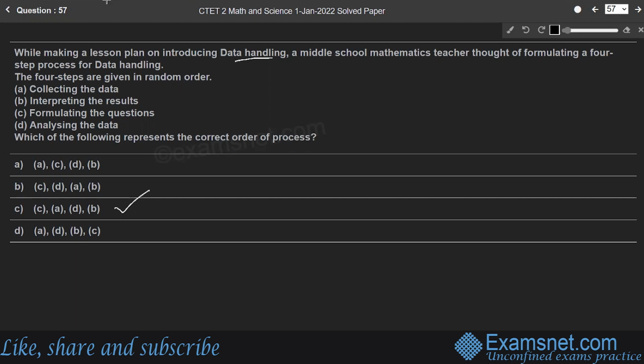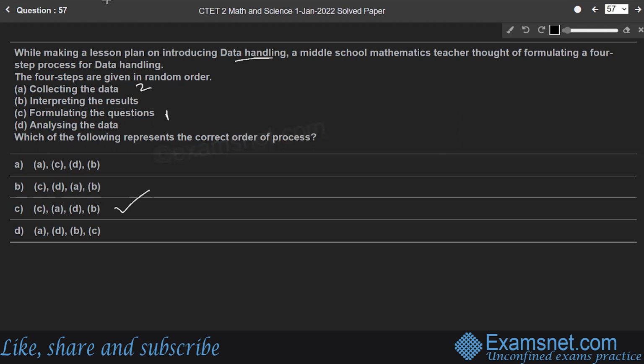Formulating the questions will be the first step, first one, right, in data handling, a topic for the teacher to make a lesson plan, because first the questions have to be formulated in order to recognize the objective of the topic and motivate the student, right? And the second step is collecting the data. So this will be the second step after formulating the questions, right? Because data is an important aspect of the whole topic of data handling. So second step must be collecting the data.